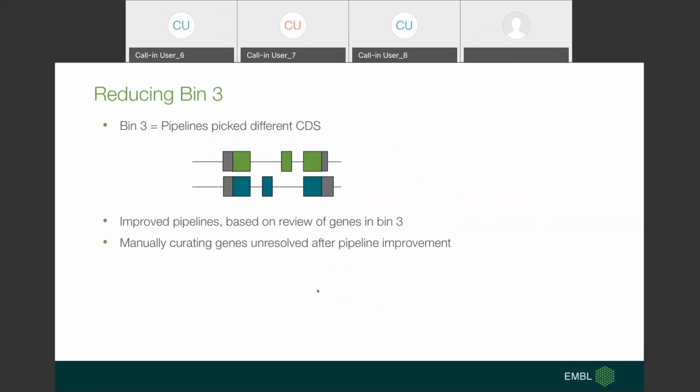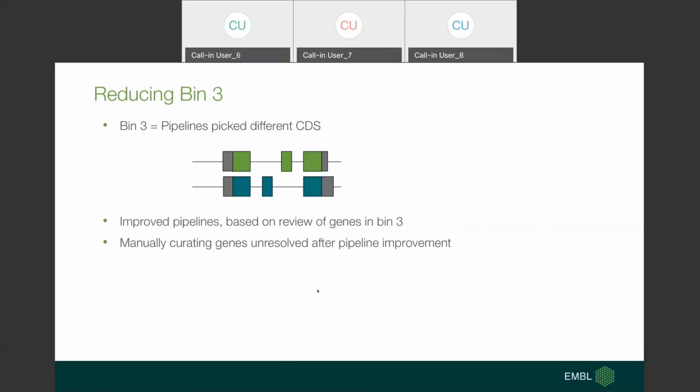So the first thing we tried to do was to improve our pipeline. So we took a number of genes in this third bin, and we asked the question, what is the problem? Why are the pipelines picking different things? And what kind of data would we look at to reconcile the difference? And what we realized was we found data that we could use, and we did improve the pipelines, but frankly, for the largest number of these genes, even improving the pipeline couldn't help us resolve the discrepancy.